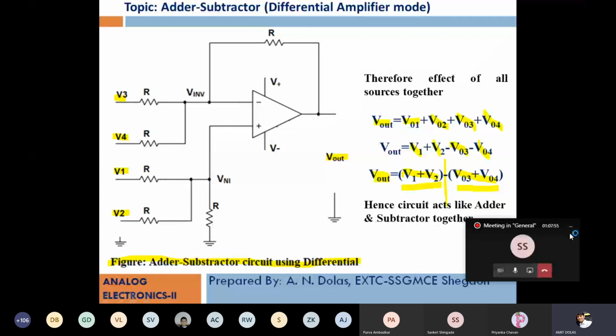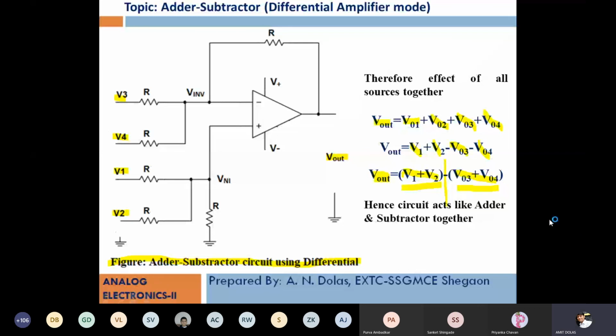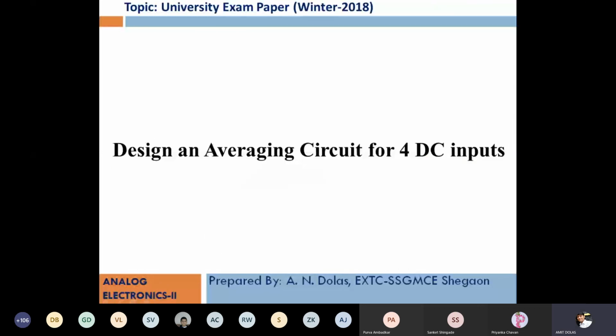Then this is the PPT. Please see the PPT. The topic is a university exam paper. It is winter 2018. It is, I hope, for 7 to 8 marks. Design an averaging circuit for 4 DC inputs. You have to solve this and upload it on Teams. You may upload into your individual classes, or into the common class in which this lecture is going on. No worry about that.